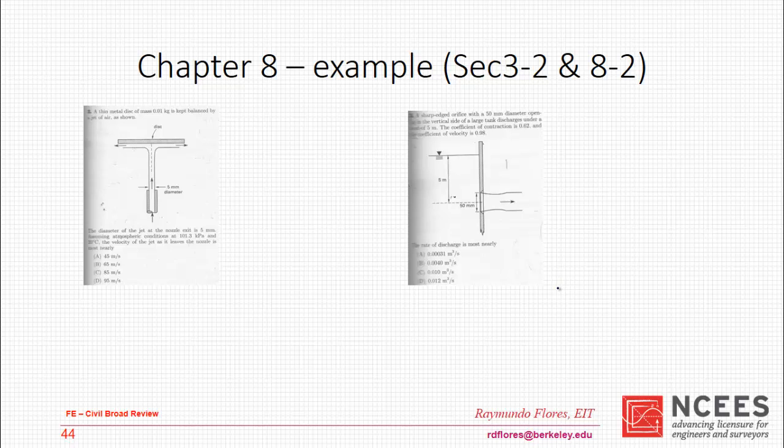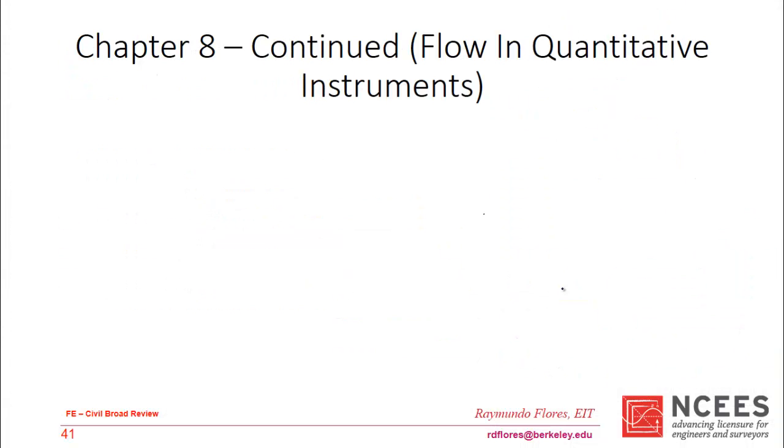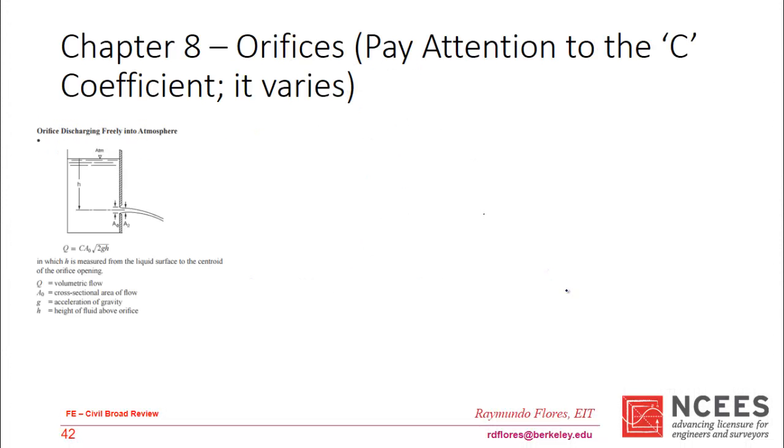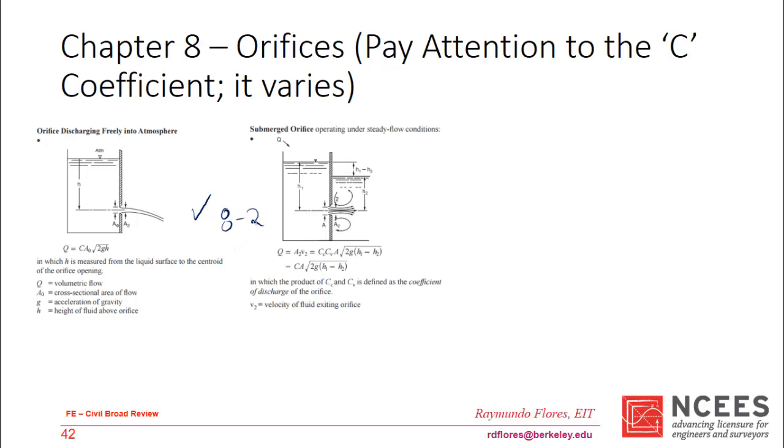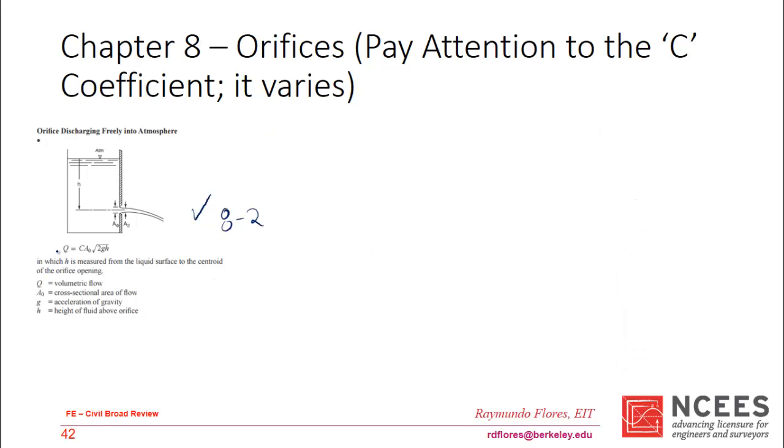So if we're going to see what C is, remember, what was C again? Well, if we go back to what it says in this description, it says the product of CC and CV is defined as the coefficient of discharge of the orifice. So that means that C is equal to CV times CC, right? Although it doesn't say, well, it says it here. It says the coefficient of contraction. So clearly they're talking about this, the coefficient of contraction.